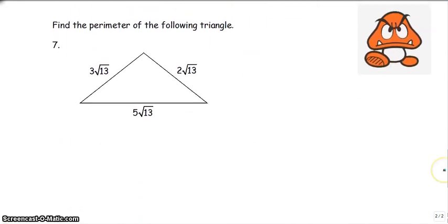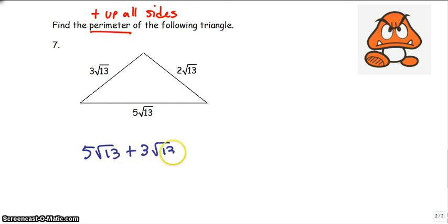Last problem I'm going to ask you to do is to find the perimeter. Remember, the word perimeter means that we're going to add up all the sides. Sometimes it'll be a triangle. Sometimes it'll be a rectangle. It doesn't matter how many sides we have. We're going to add them like always. So I have 5 root 13 plus 3 root 13 plus 2 root 13. That's my perimeter when I add up all the sides.